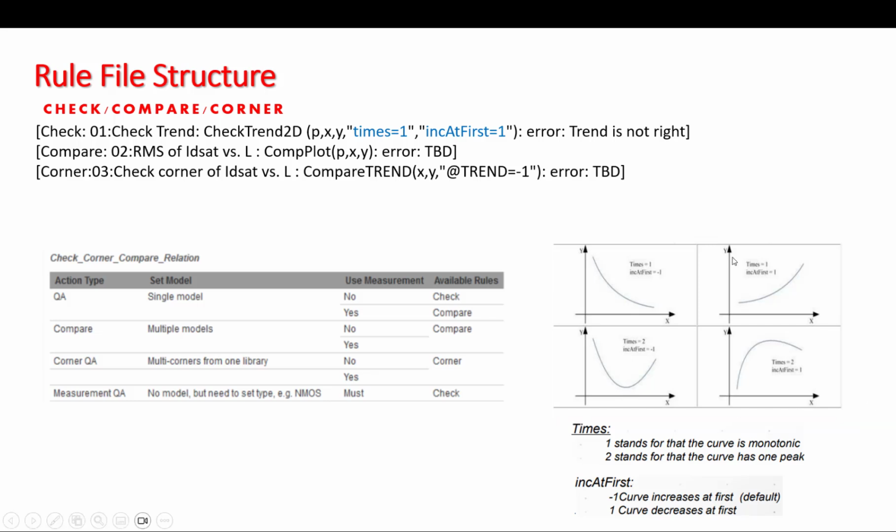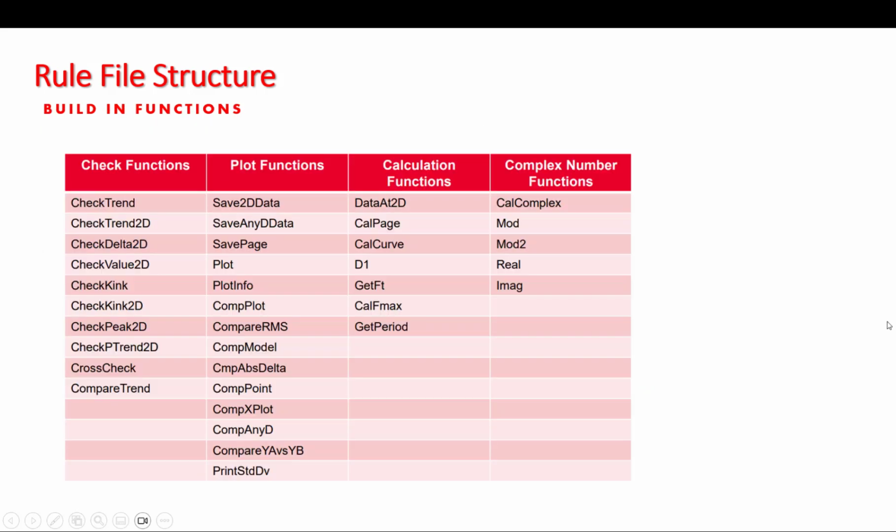For the built-in functions you can use in MQA, we have listed here. First one is the check function. There are different check functions you can use. And the plot function, you have also different functions to create different kinds of plots. And the calculation function, you can use it to calculate different readouts. For the complex number functions, if you are doing RF model, you will need to use it for the model check.